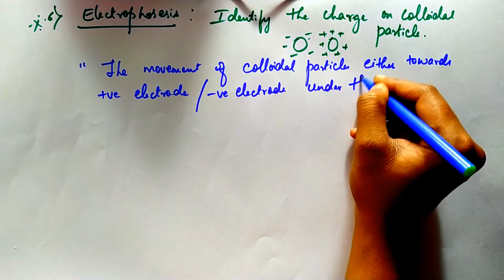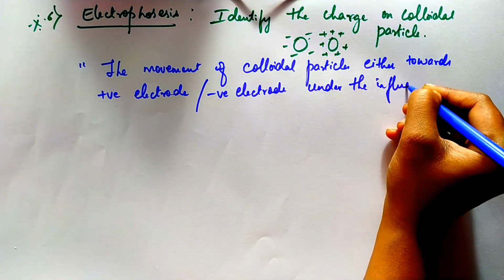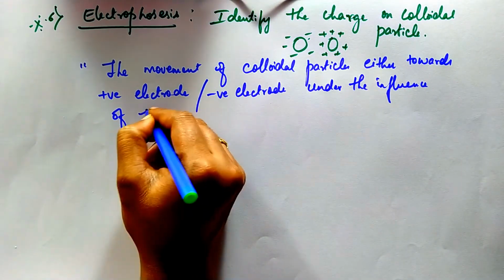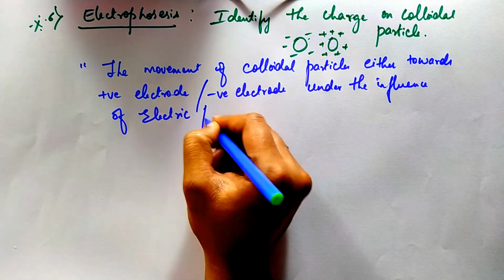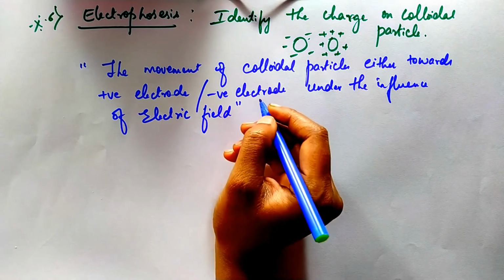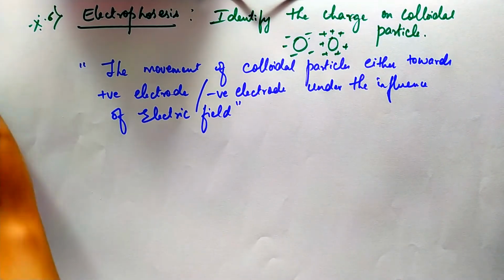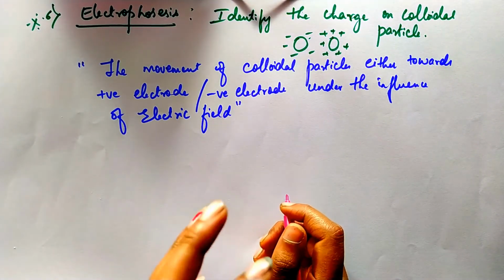is called electrophoresis. This is the definition. Here, by showing the diagram, I'll explain this definition.